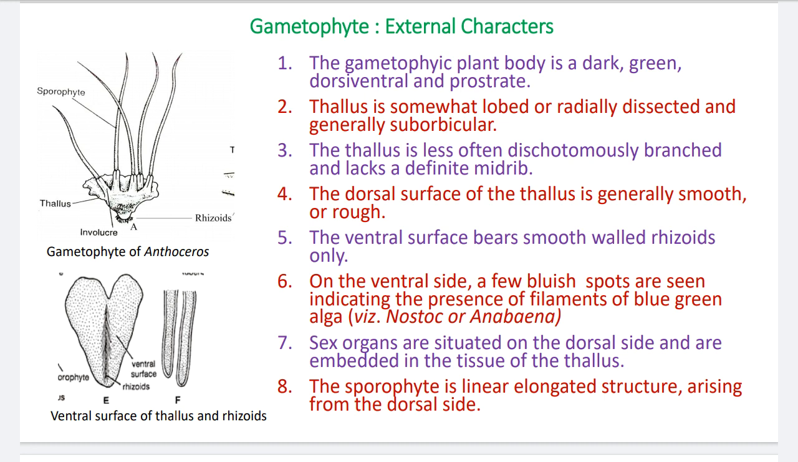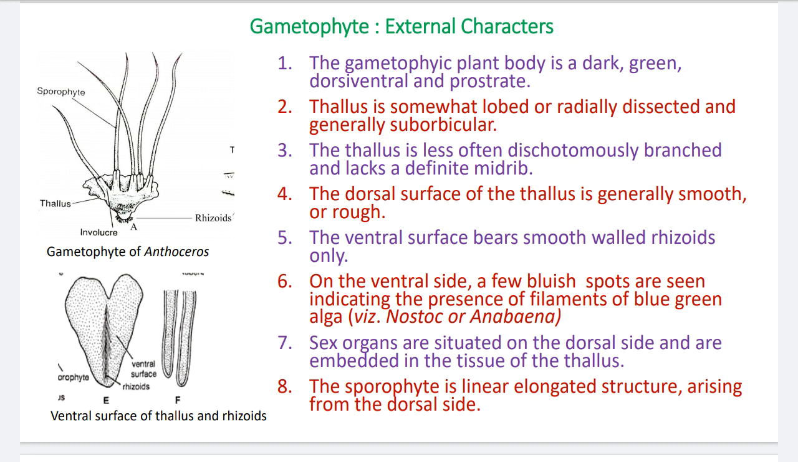Number 5. The ventral surface generally bears smooth walled rhizoids only. In case of Marchantia, two types of rhizoids are there: smooth walled and tuberculated. But in Anthoceros, only smooth walled rhizoids are present. What is the function of rhizoids? They function in anchorage and in absorption of water and minerals.